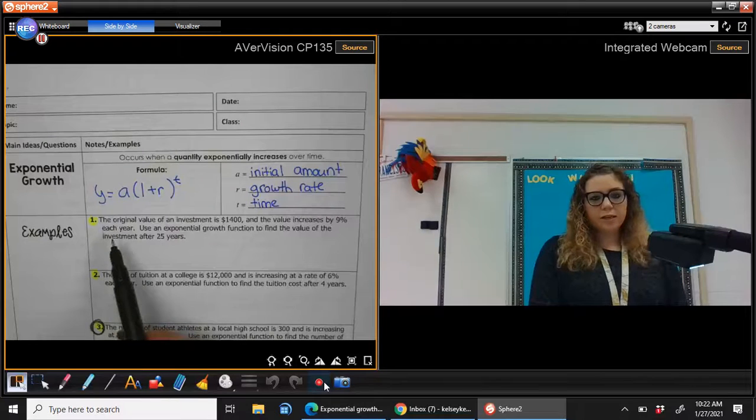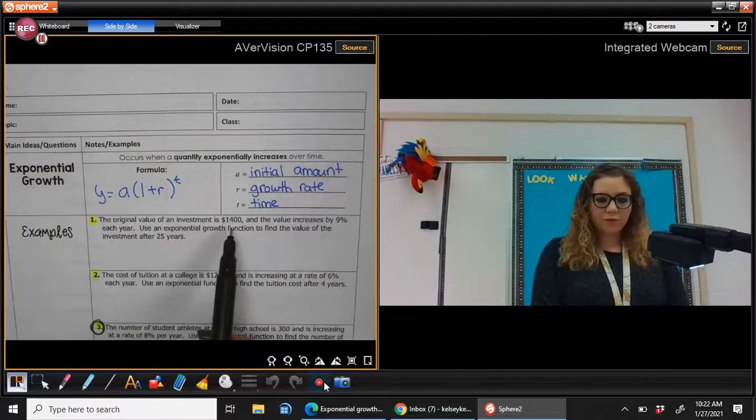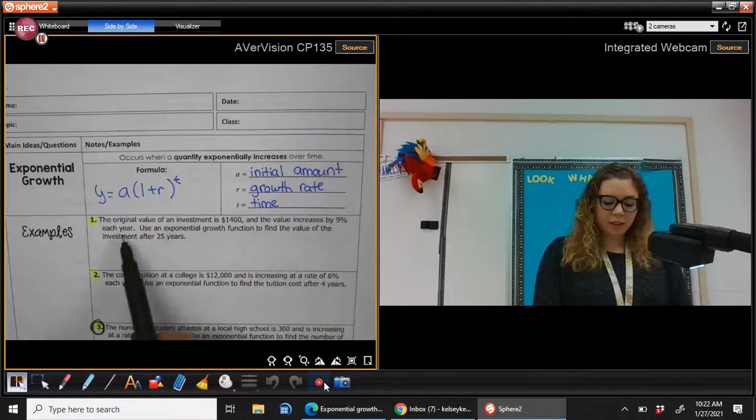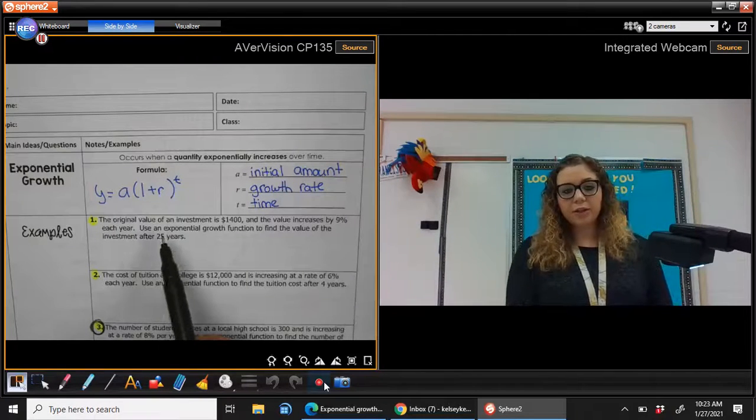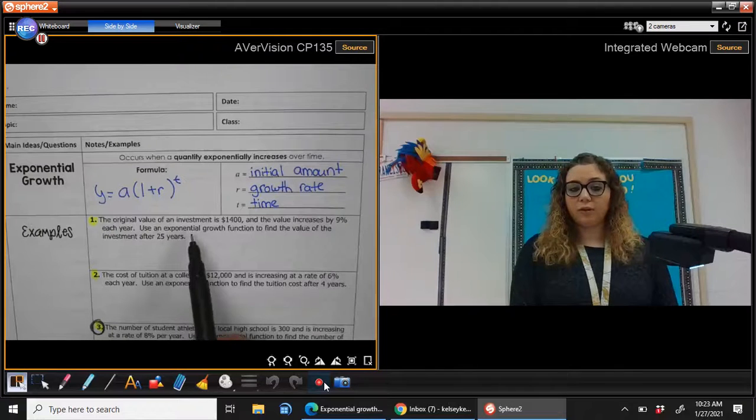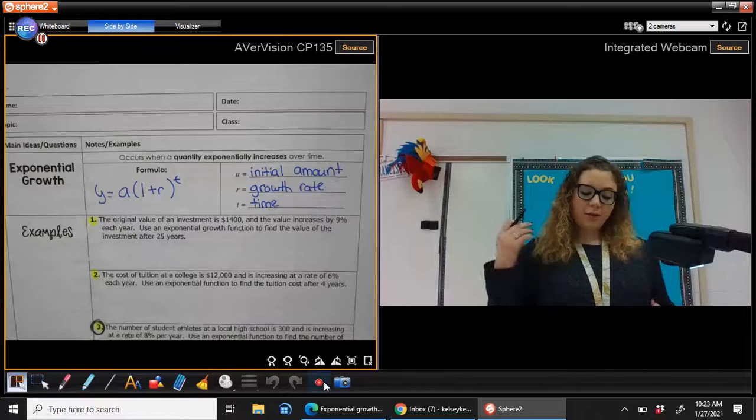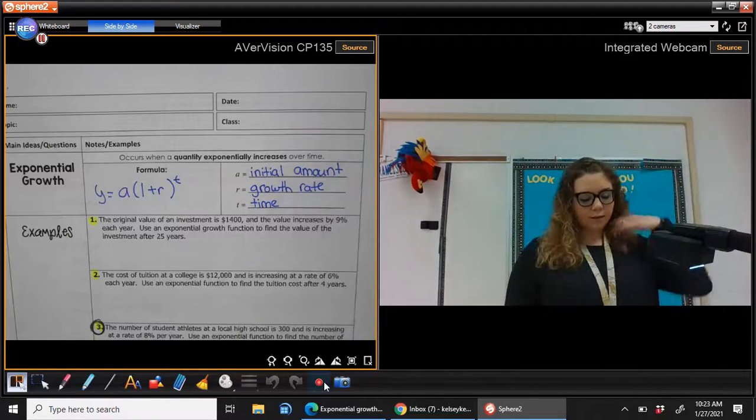So let's read number 1. The original value of an investment is $1,400, and the value increases by 9% each year. Use an exponential growth function to find the value of the investment after 25 years. Now sometimes they're not going to tell you to use an exponential growth function. You're just going to have to be able to see if we're talking about exponential or not. So you just have to read for context clues.